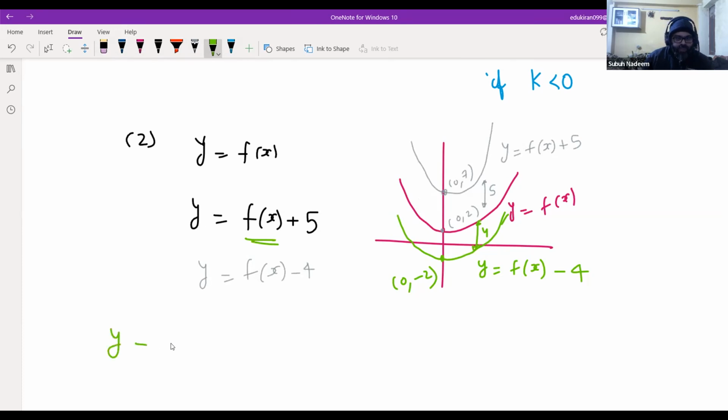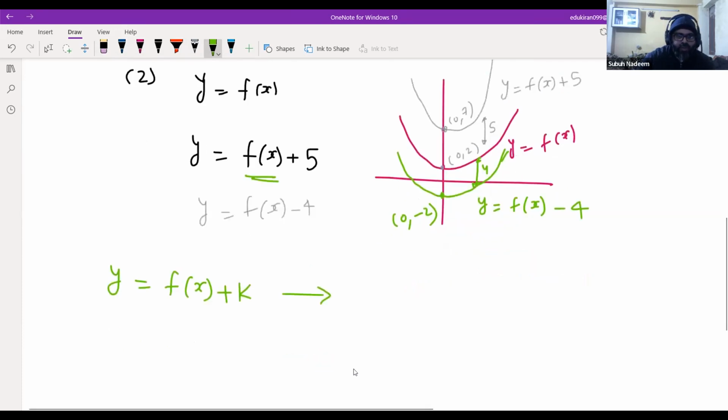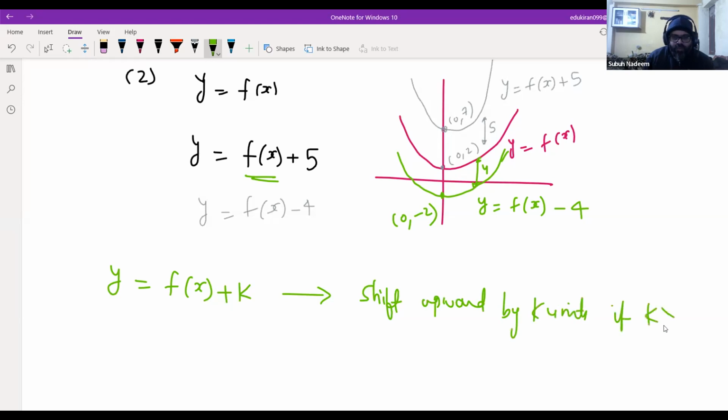So what you will say is that if you need to draw the graph of y equals f of x plus k, you will shift upward by k units if k is positive, and shift downward by k units if k is less than 0. Got it?